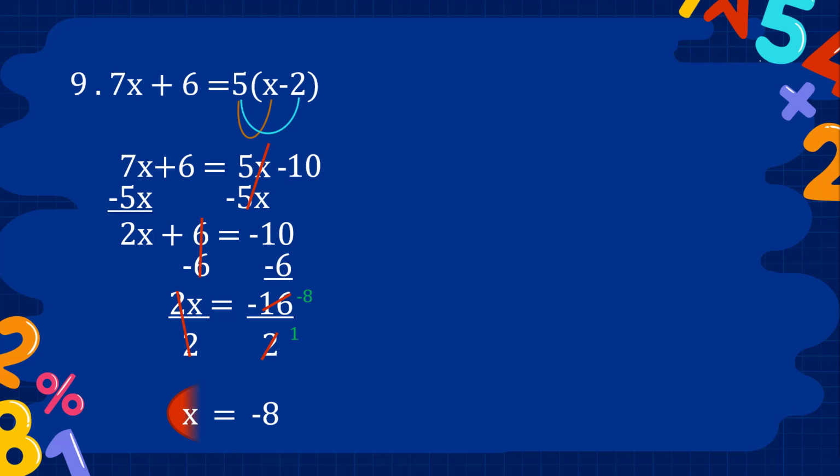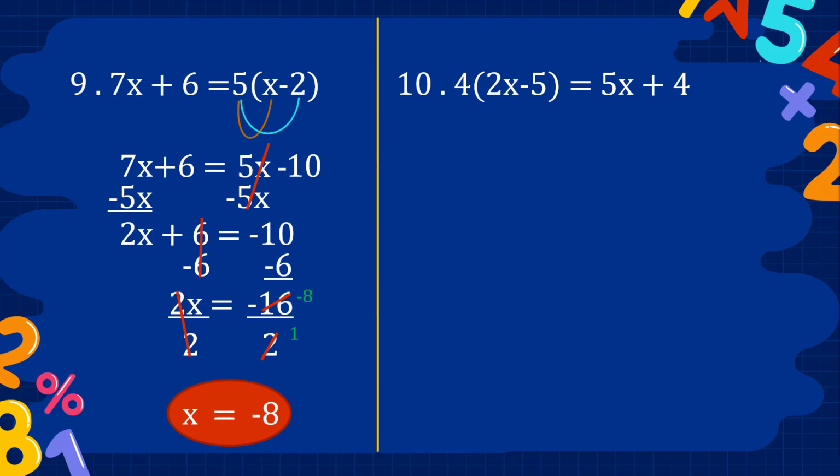Question 10. Let's remove the brackets by multiplying everything inside the bracket by 4. 4 times 2x is 8x, 4 times minus 5 is minus 20, and now the equation is 8x minus 20 equals 5x plus 4. We now get the x's on one side of the equation and the numbers on the other side. We deduct 5x from the right side, and they will cross each other out. We then deduct 5x from the left side.